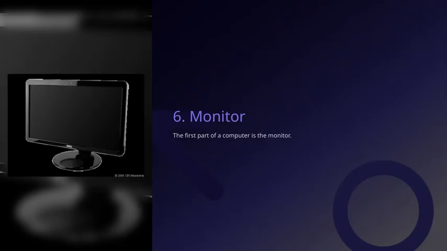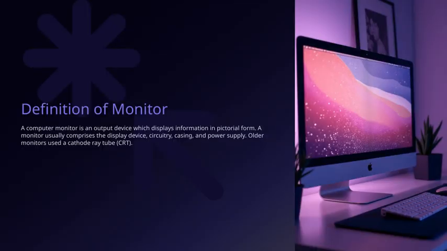Now, let's talk about the first part of a computer, the monitor. The monitor is essentially your window to everything happening inside the computer. It displays all the images, videos, text, and interfaces that you interact with daily. Without it, the computer wouldn't be very useful because you wouldn't be able to see any of the information or feedback. Think of it as the screen through which you communicate with your device. It's one of the most important components because it connects the complex workings of the computer to your everyday experience. So, whenever you're working or playing, remember that the monitor is what brings all those digital elements to life right in front of you.